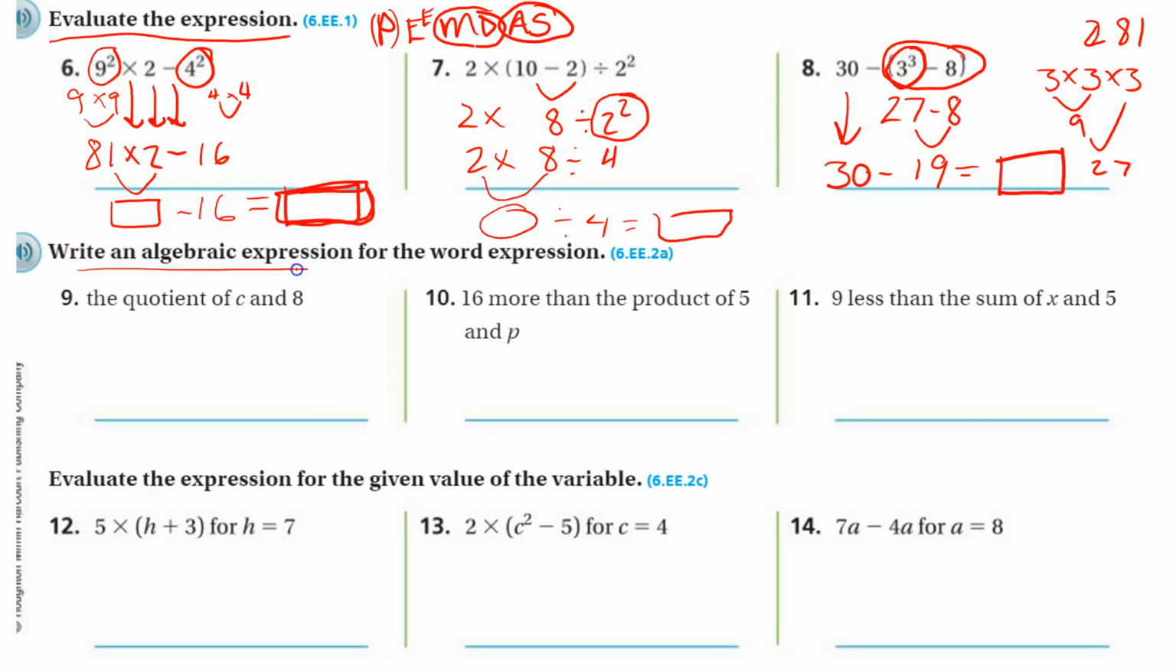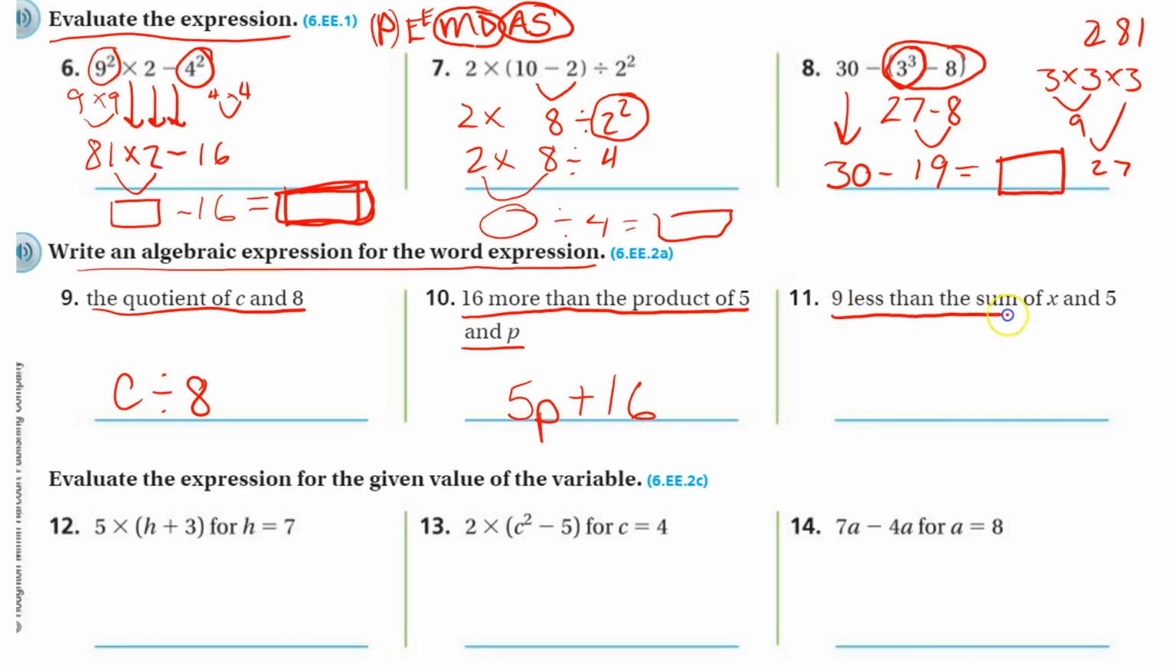Okay, next one. Write an algebraic expression for the word expression. Okay, so the quotient of C and 8. Quotient means the answer to a division problem, so C divided by 8. Okay, number 10, 16 more than the product of 5 and P. So product means multiply 5P, and we want 16 more than that.